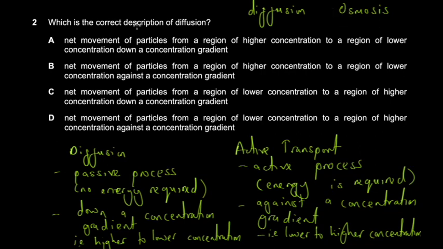So that's it. So which is the correct description of diffusion? If there is any energy component, just know that it's passive, so you don't require any energy. And then it's down a concentration gradient. Down a concentration gradient means in the direction of the concentration gradient. Also means from higher to lower concentration, okay? So it's actually A here.